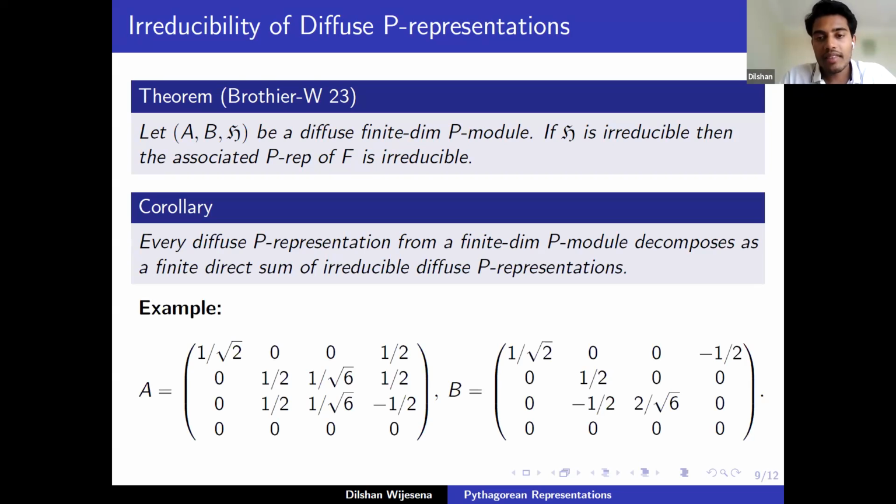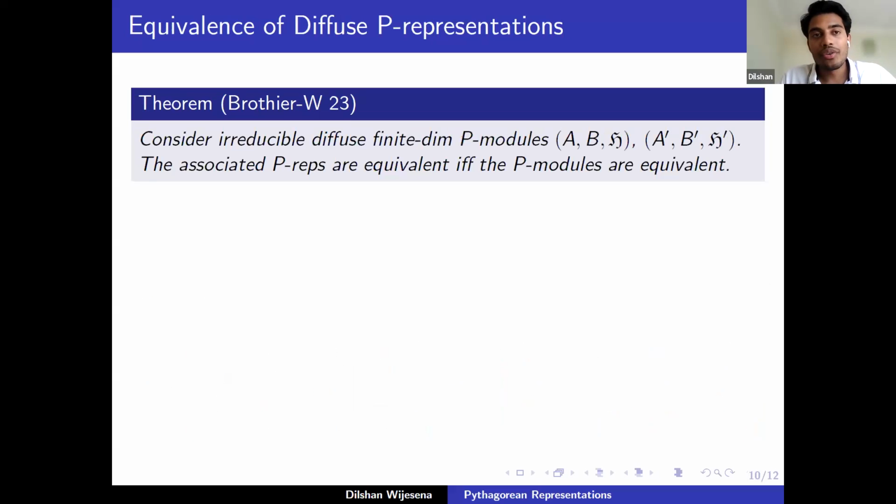So I have an example here, but I might just skip past that, just due to time. I'll move on to the second result, which answers our second question here. Now consider irreducible, diffuse, finite-dimensional P modules. We can restrict to irreducible P modules now because we have an irreducibility result from the previous slide. And now the Pythagorean representations are going to be equivalent if and only if the P modules are equivalent.